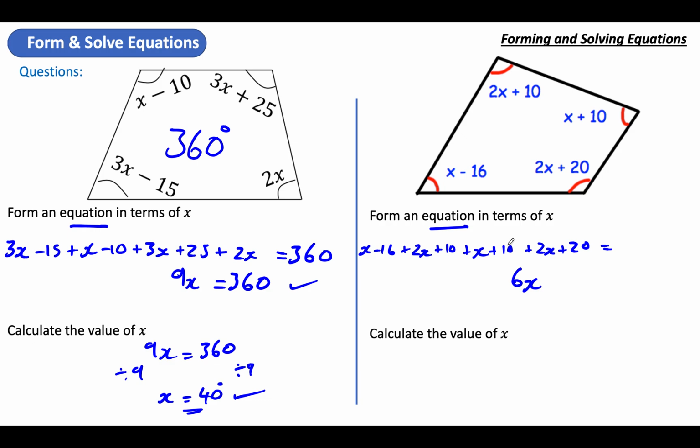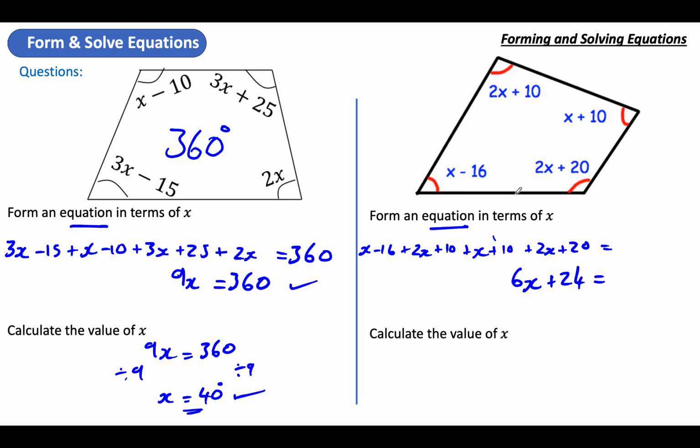No, what am I talking about? Of course, yes, it does. I've gone mad. Sorry. Yes, positive 4. Minus 16 plus 10 is minus 6. Plus another 10 is positive 4. Plus 20 is 24. Oh, happens to the best of us. 6x plus 24. Right, but what does it equal?